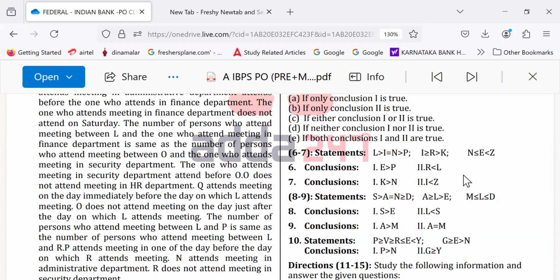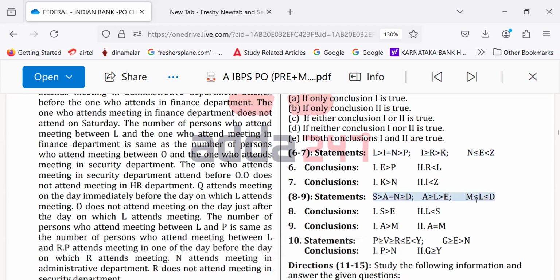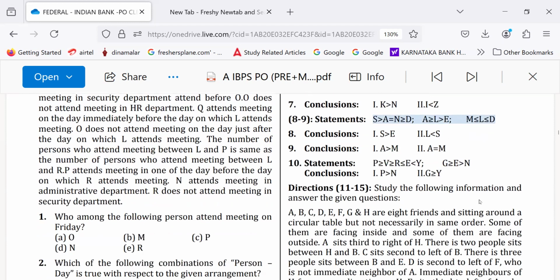Please go to question number 8 and 9. But one problem with these questions is that each question is different. For example, the statements given here are different from the statements given here. So you have to remember them carefully and then answer. Please go through 8 and 9.